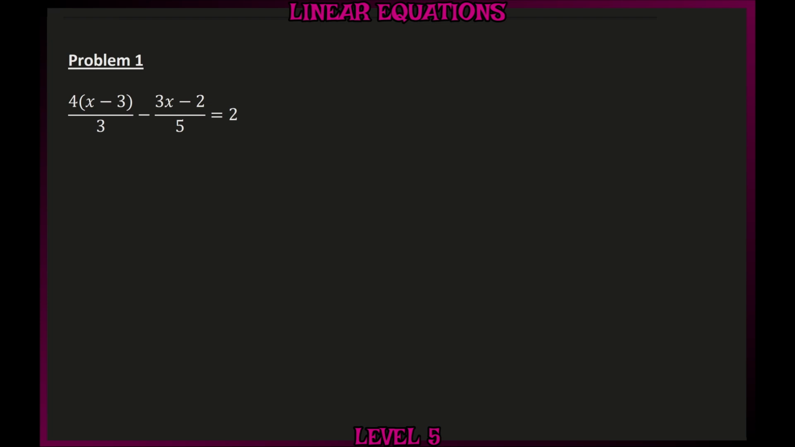In problem 1, we're solving the equation 4 multiplied by x minus 3, divided by 3, minus 3x minus 2, divided by 5, is equal to 2. Now to start, since we have multiple fractions in this equation, what we'd like to do is put everything over the same denominator. Now we have 2 fractions on the left, and on the right we just have a 2. But that 2 can be written as 2 over 1.